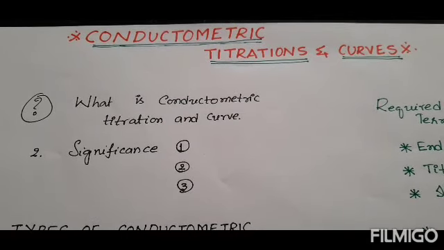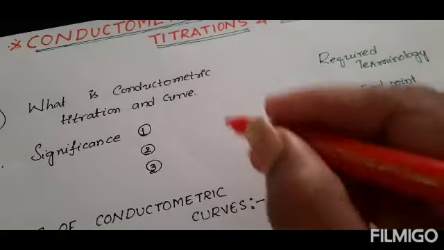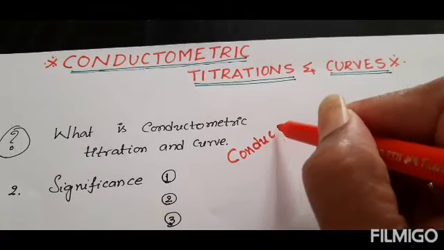Hello students, today we are taking a topic called conductometric titrations and their curves. What is a conductometric titration and what is its curve? Generally in titrations, the end point is determined by using either an external indicator, an internal indicator, or a self indicator. But in a conductometric titration, the end point is determined by using the conductance.